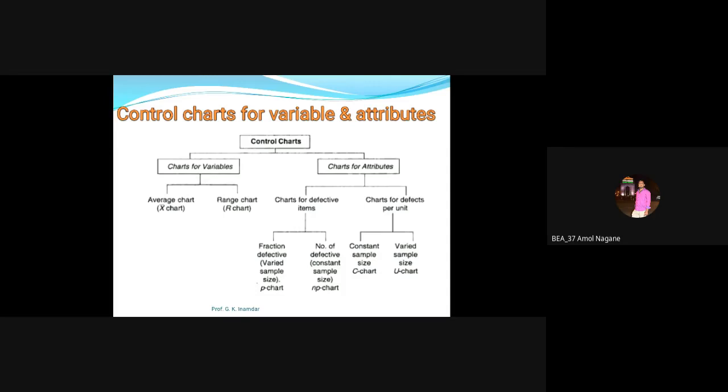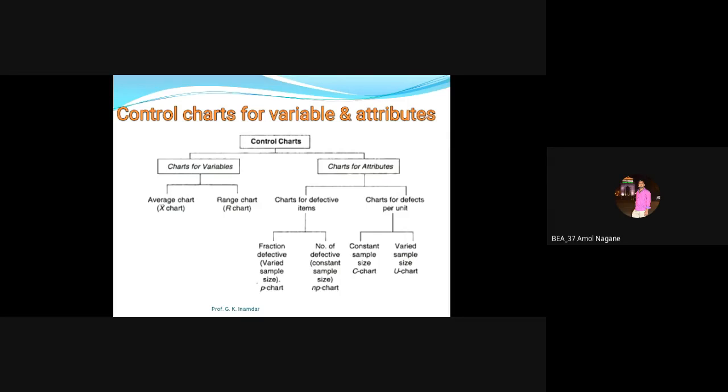Different types of variables are available. For example, suppose we want to purchase a COVID-19 vaccine. A number of options are available, Covishield, Covaxin, and from China also, and a number of nations have manufactured different vaccines. So different variables are there, and we have to choose according to the results. For that purpose, the average chart will be required, and the range chart, which is nothing but the R chart, as we generally know. We will discuss that also.